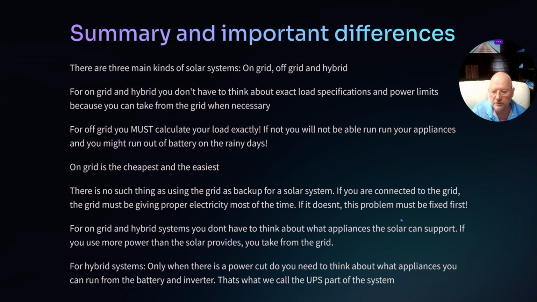One important misunderstanding that I often run into is that people want to use the grid as a backup. That's the wrong thinking. Because if you are going to be on-grid, either with an on-grid system or with a battery hybrid system, your grid has to be okay most of the time. If it's not, then you have to fix that. The reason is that when the voltage is bad or something like that, the solar system will shut down or go to UPS. And a hybrid solar system is not meant to be on the UPS for months and months. If you want that, then you have to make an off-grid system. So that is why it's wrong to think of the grid as a backup for a solar system.